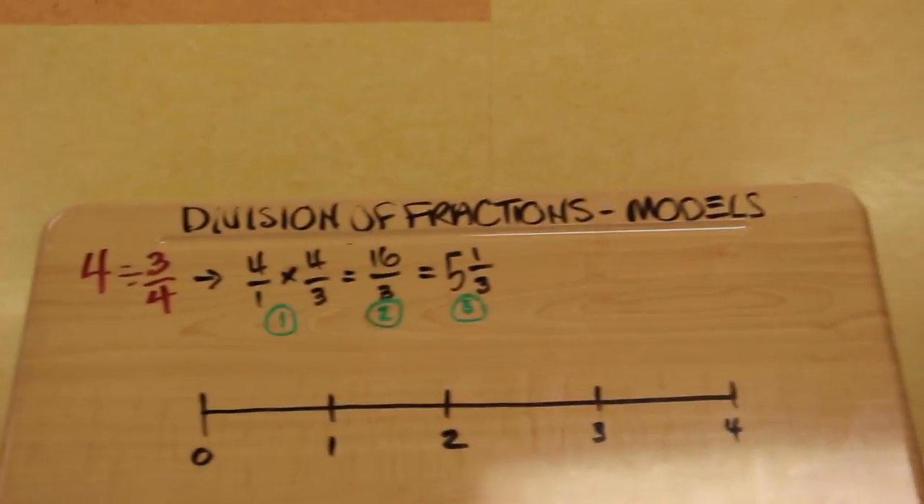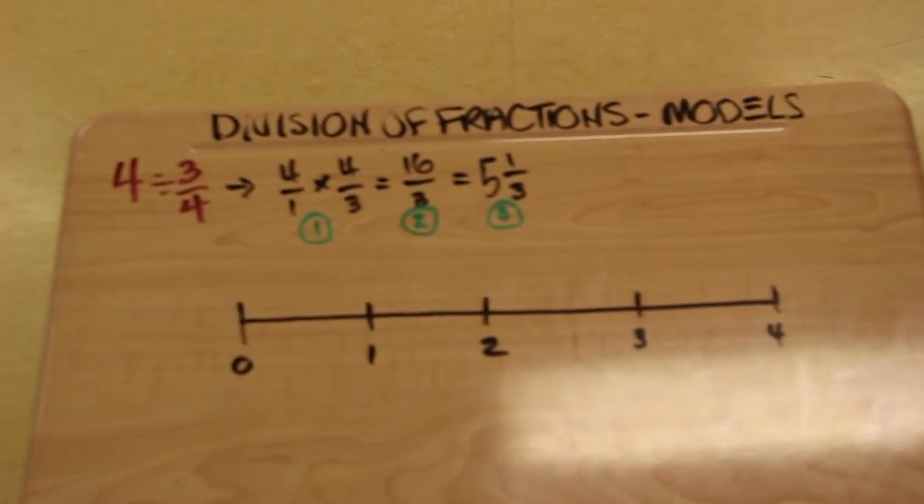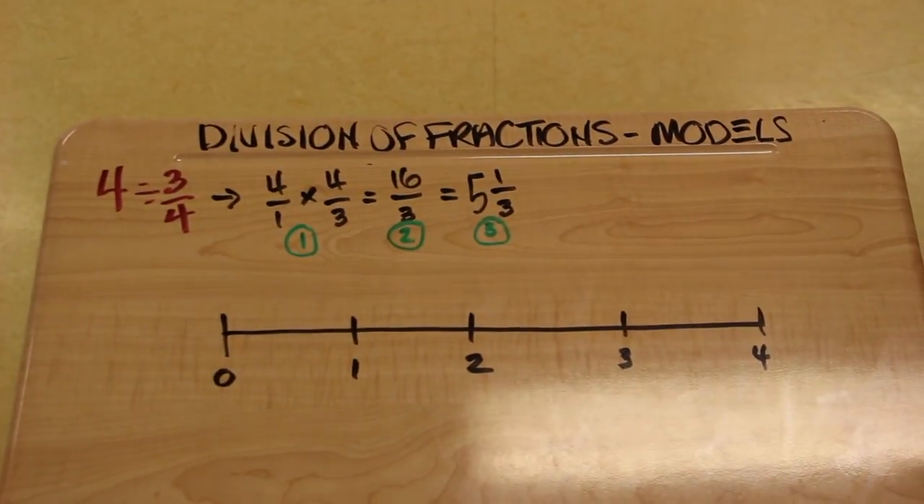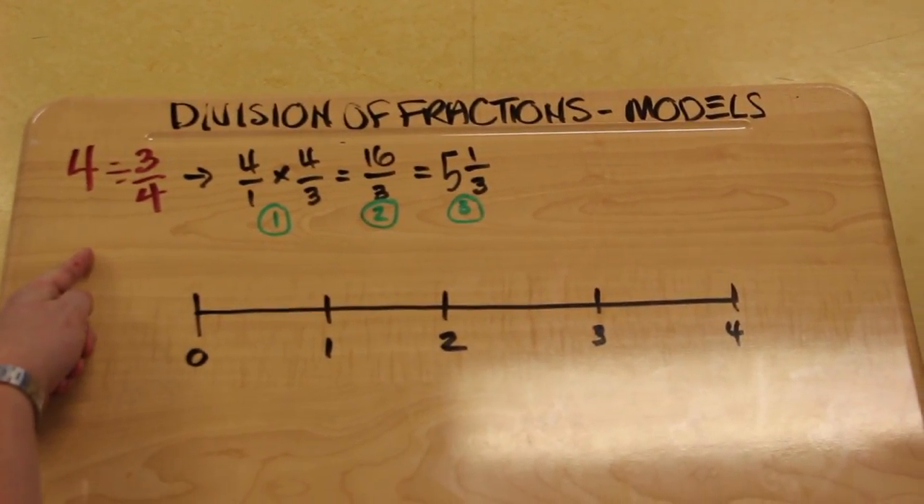Okay, so we're back to division of fractions models. We're on the number line model now. So we're going to start off with a whole number divided by a fraction. Up here at the top, you can see that we have 4 divided by 3/4. Again, I'm using the reciprocal model to do the math.